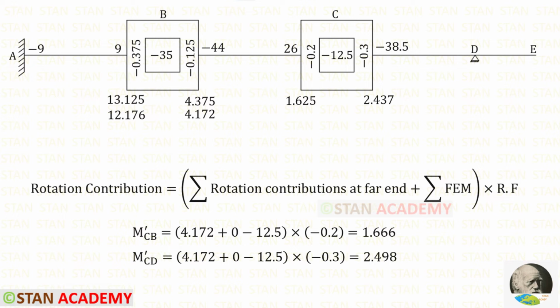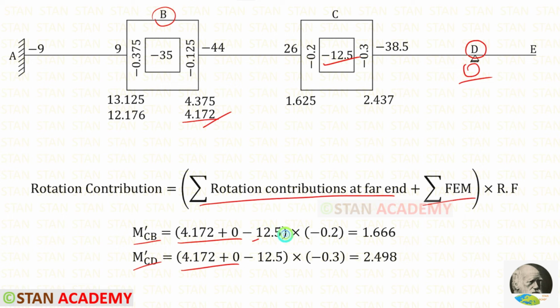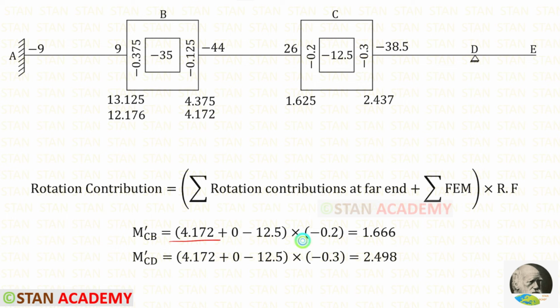Now let us find M dash CB and M dash CD. In the point B, we have the latest rotation contribution 4.172 and in the point D, the rotation contribution is 0. So for the summation of rotation contributions at far end, we have 4.172 plus 0. The summation of fixed end moment is minus 12.5. Then let us enter the rotation factors. After the calculation, we will get M dash CB and M dash CD. Let us enter both of them. We have finished the second iteration.